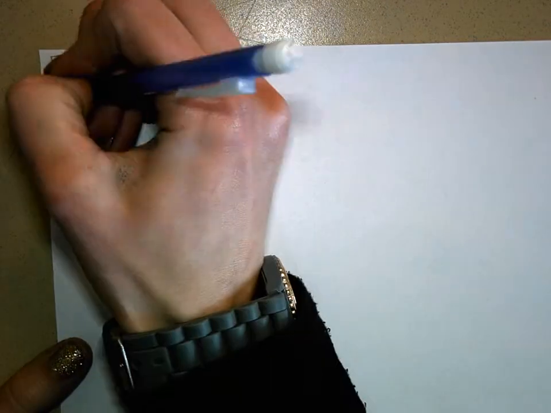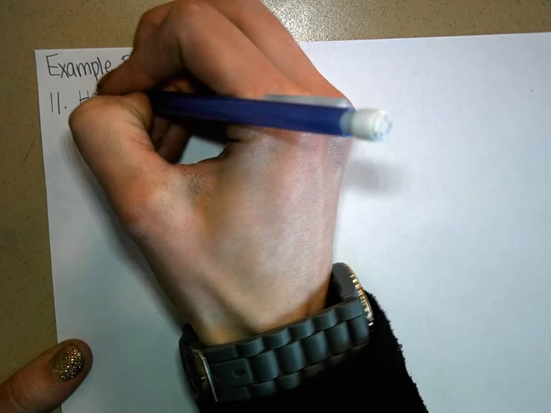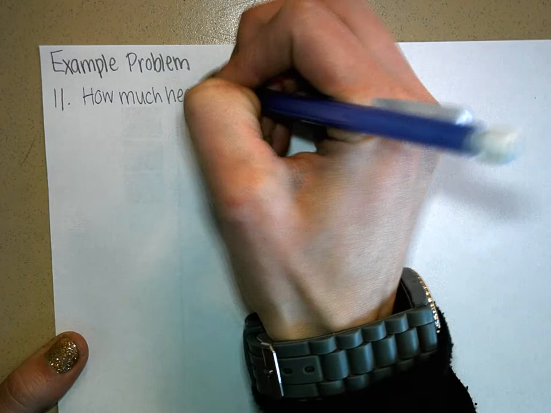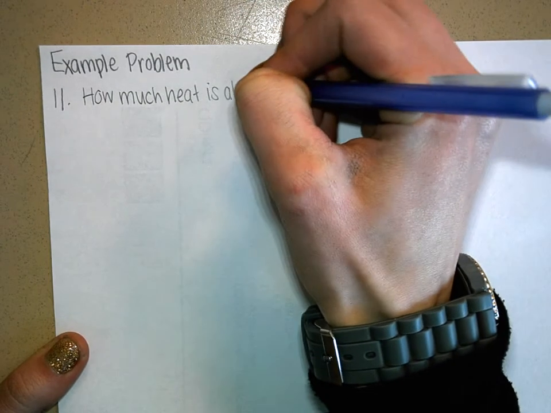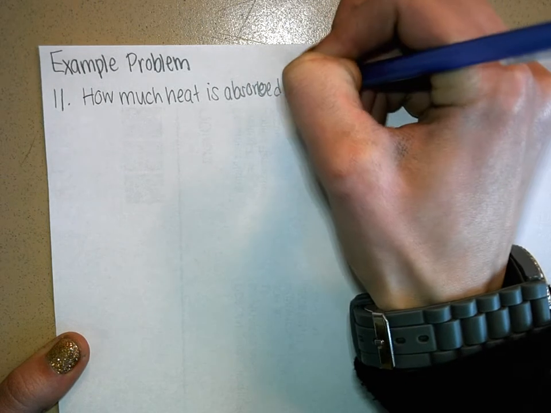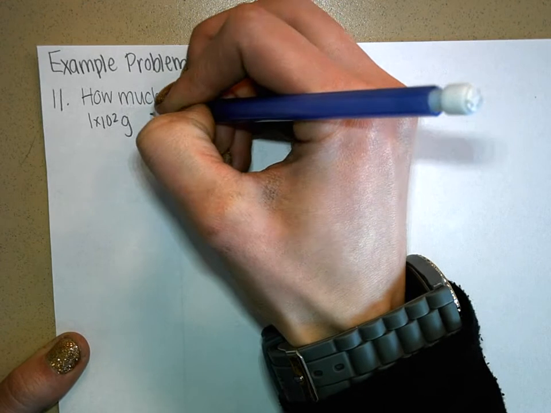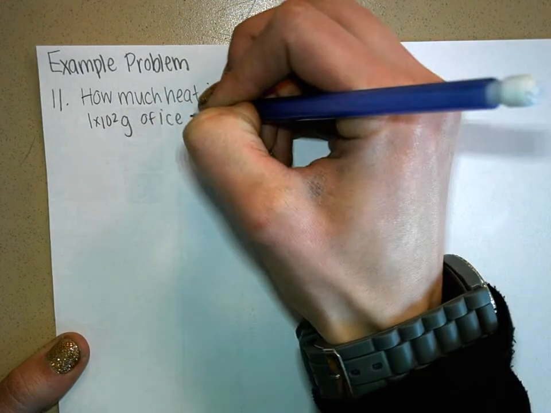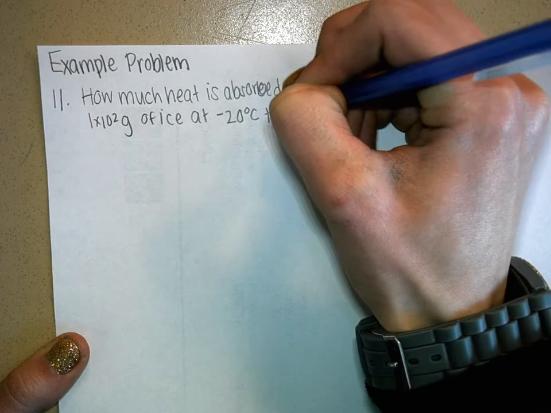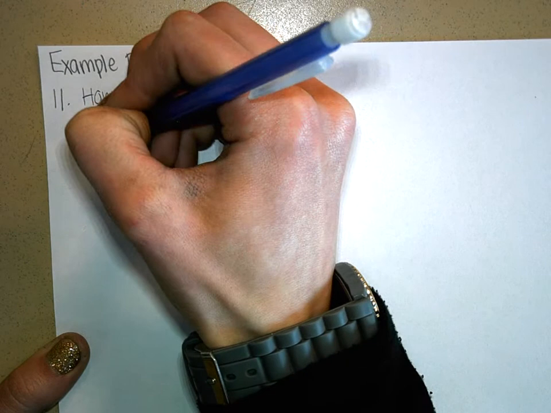This is number 11, and it asks how much heat is absorbed by a 1 times 10 to the 2nd gram of ice at negative 20 degrees Celsius to become water at 0 degrees Celsius.